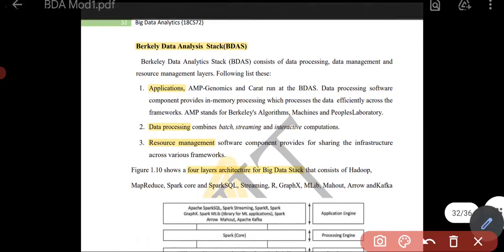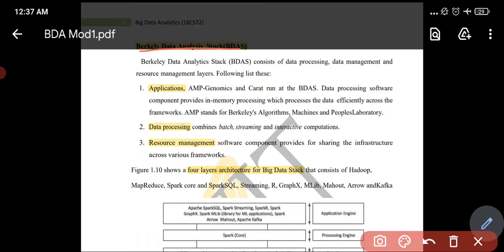And the next we have the Berkeley Data Analysis Stack, that is BDAS. It consists of data pre-processing, data management, and resource management layers. This is also one of the types of data analytics stacks of Berkeley. It has a list of application, data processing, and resource management layers. Applications AMP and Carat run at BDAS.